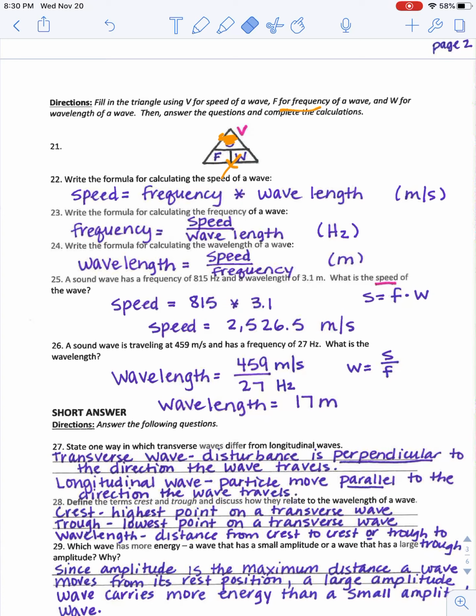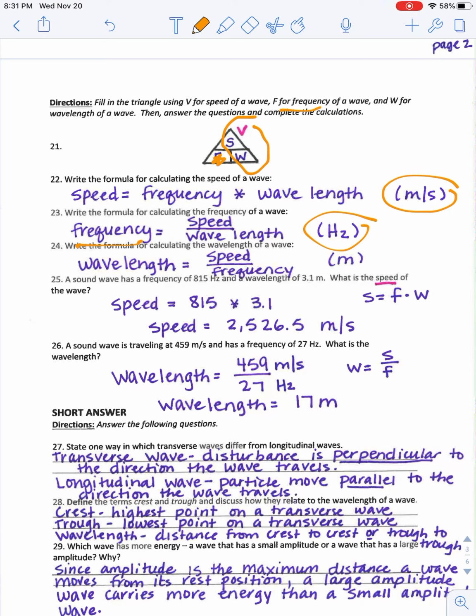So what are we trying to find out next? We're going to find frequency. So I am going to cover up my F. So what am I left with? Speed divided by wavelength. And the unit for that is going to be hertz, frequency. Up here, the unit for speed is meters per second.